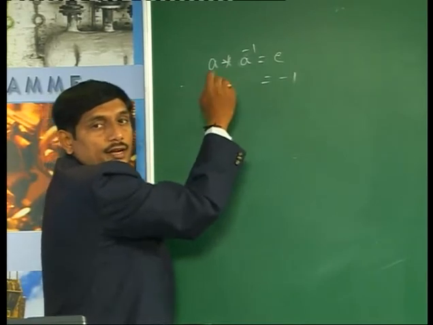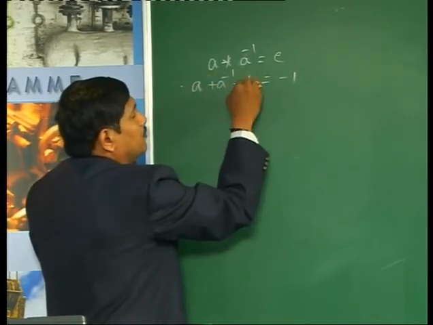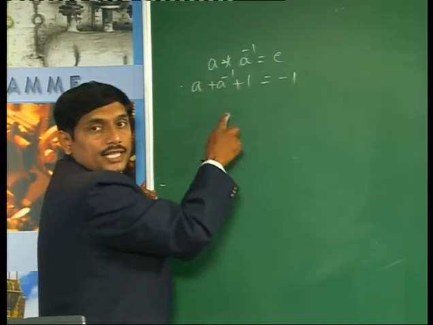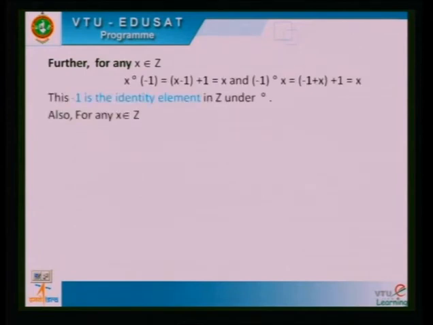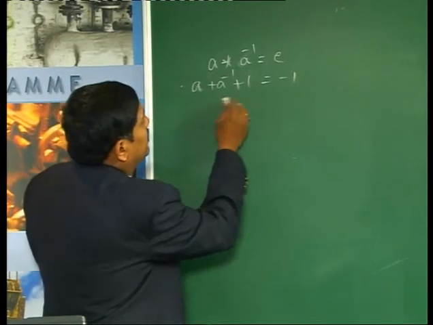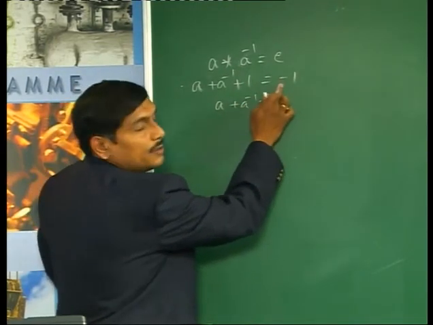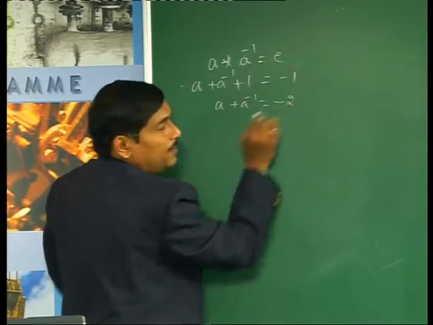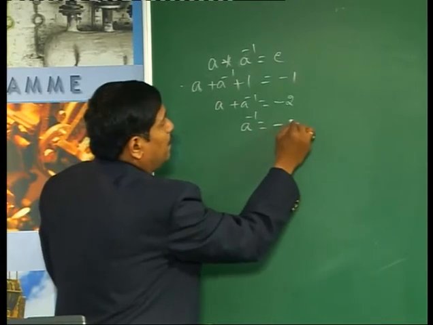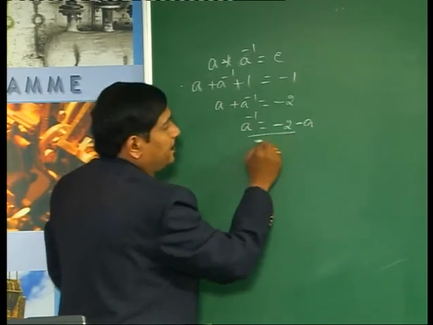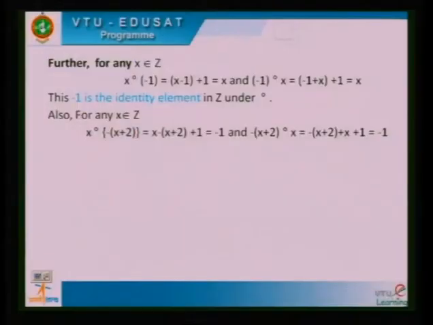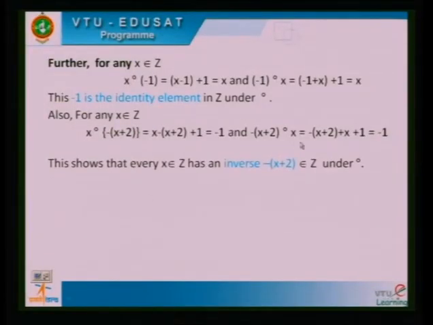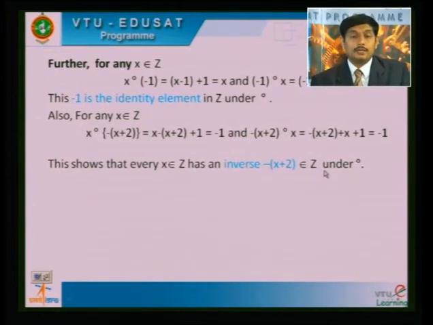A star a inverse means here a + a inverse + 1, because the operator is x star y = x + y + 1. Here, a + a inverse equals -1, which is the identity. We can transfer to that side, that is -2. Then a inverse is of the form -2 - a, which belongs to the integers. So -x - 2 belongs to Z under the operator.